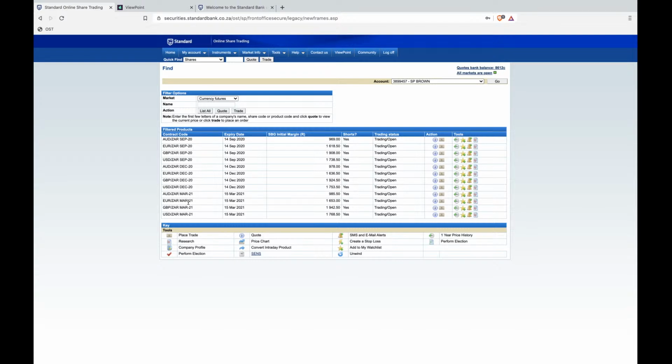They are all for 1,000 of the base currency, whether that be Aus dollar, euro, sterling, or US dollar. And you don't ever receive the currency, and that's why you can trade it. It's nothing to do with offshore limits, because you buy in ZAR and you will ultimately exit in ZAR.